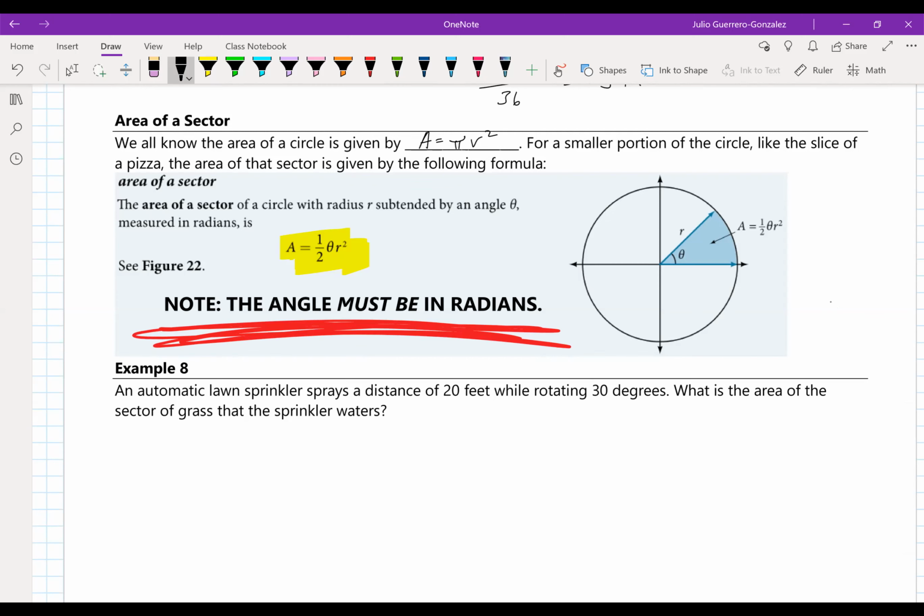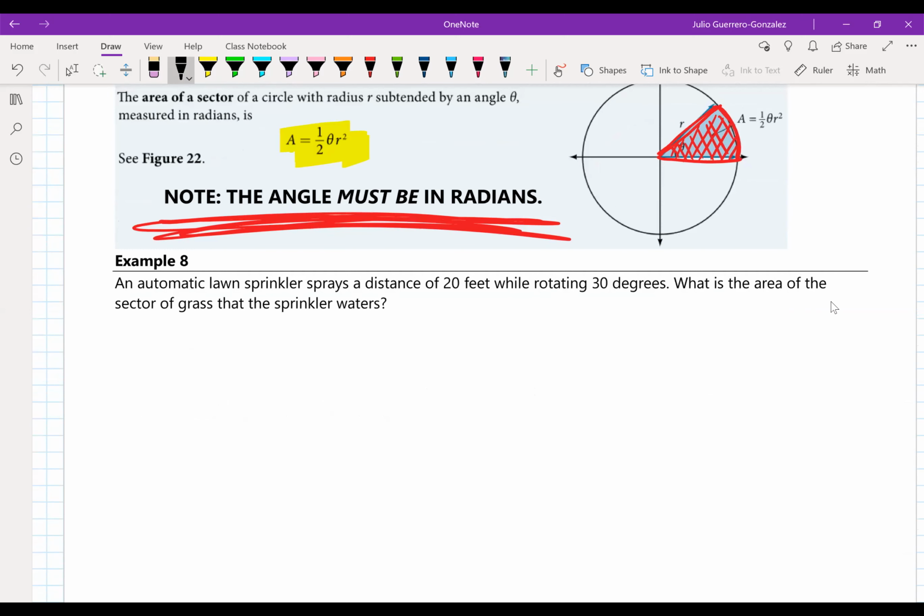So, an automatic lawn sprinkler sprays a distance of 20 feet while rotating 30 degrees. What is the area of the sector of grass that the sprinkler waters? So this equation gets you this area right here. It gives you how much of a pizza pie you have. Got it? Okay, so I'm going to skip through this a little quickly.